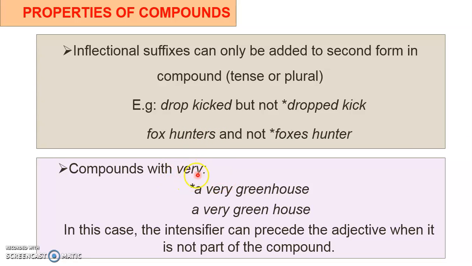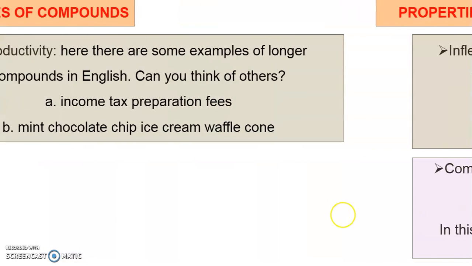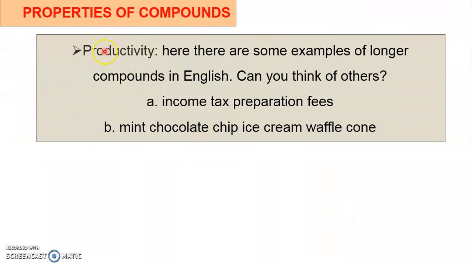Then we have compounds with very. So we can say a very green house. We cannot say a very greenhouse. We can say a very green house. Okay? In this case, the intensifier can precede the adjective when it is not part of the compound, and not the compound, because remember that it is a noun. In this case, it is a noun. Okay. And another property, the productivity.